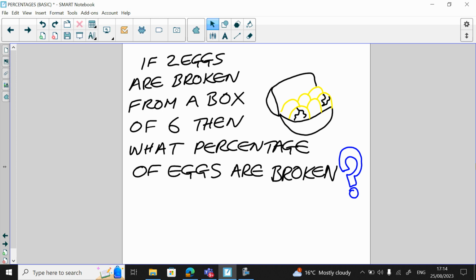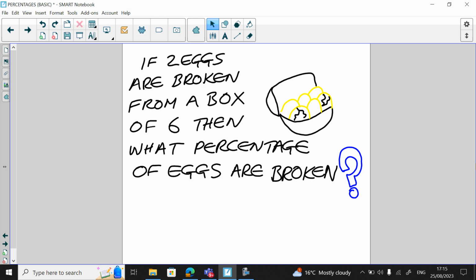Okay, story time. You thought we were getting away from stories, but this is where we express fractions as percentages, for whatever reason. It doesn't matter what the topic is. I'm sorry, that is a box of eggs over there. Okay, what are they saying? 2 eggs are broken from a box of 6. So 6 is the total. Then what percentage of eggs are broken?